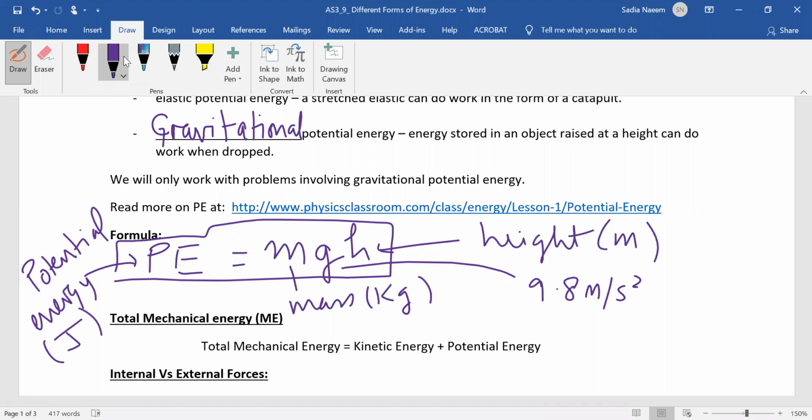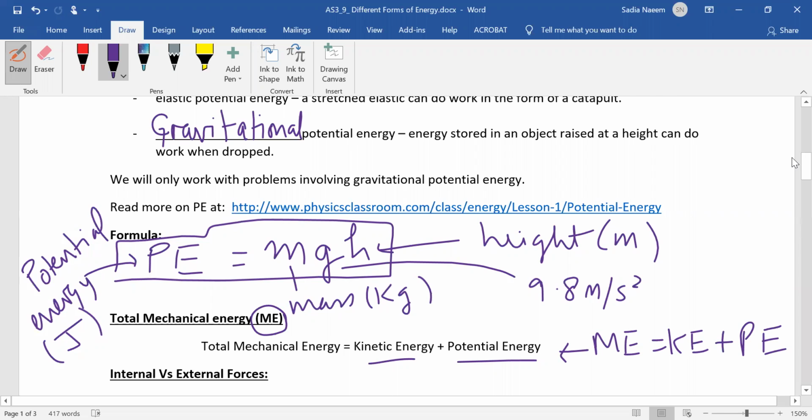In all the problems we're going to be concerned with, we're going to look at kinetic and potential energy. The sum of those is called the total mechanical energy, or sometimes just mechanical energy. The shorthand for that is ME. So this formula is ME equals KE plus PE. Later on we might add heat to that as well in the problem, but right now we're going to be concerned with no heat being generated.